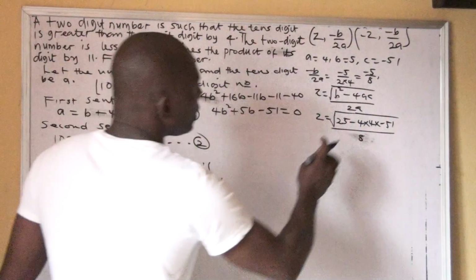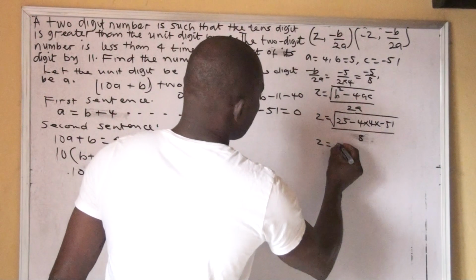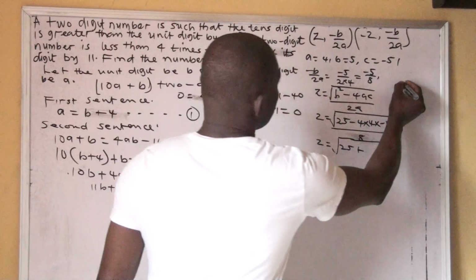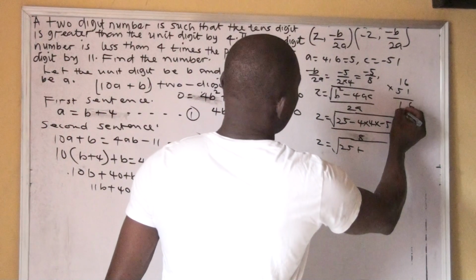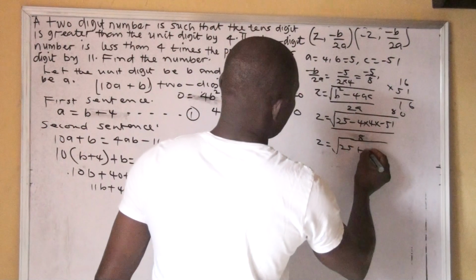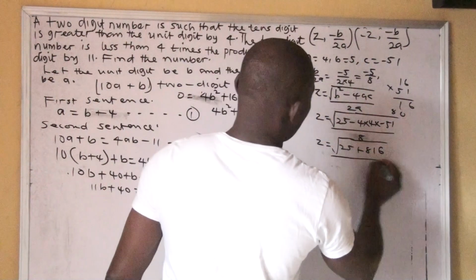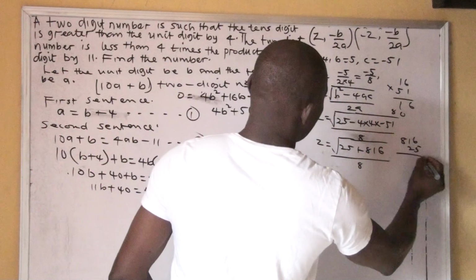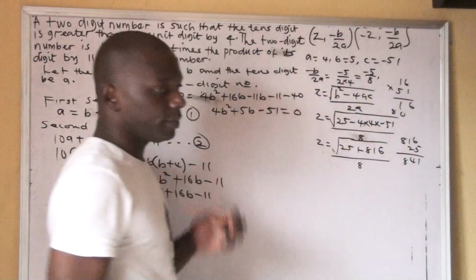So from here, we have a minus times minus becoming plus. So our z will become 25 plus 16 times 51. That will give us 816 all over 8. 816 plus 25 is 841.